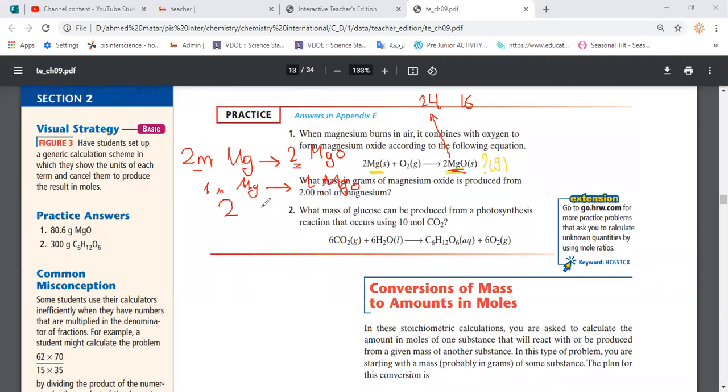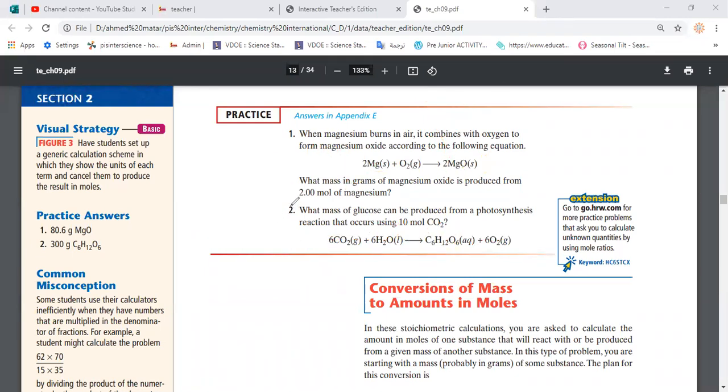So let's find the amount. 1 mole of magnesium oxide, MgO, equals how many grams? It's 24 plus 16, which equals 40 grams. So that's 1 mole. And we said that 2 moles of magnesium produce 2 moles, so it is 40 multiplied by 2, which equals 80 grams. Did you get an idea, guys? Is it clear, guys? Yes, miss.